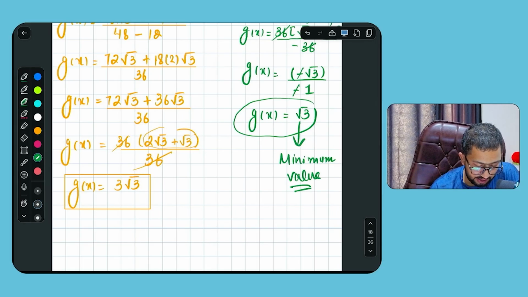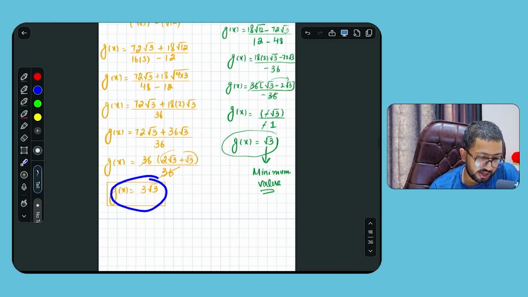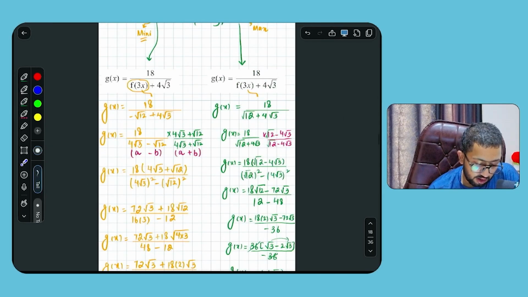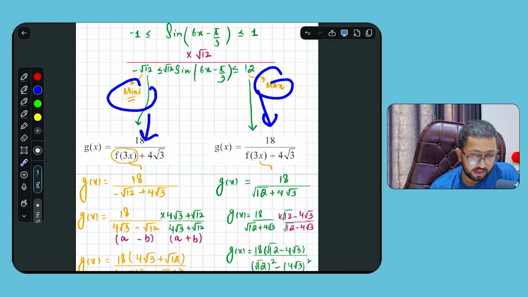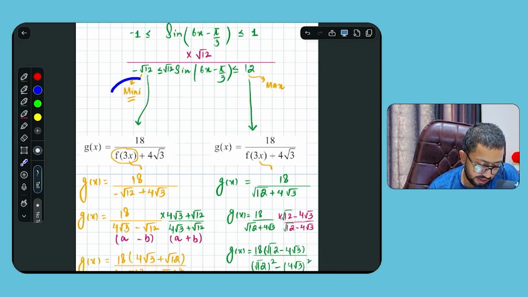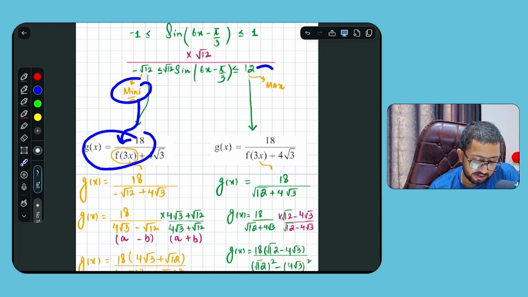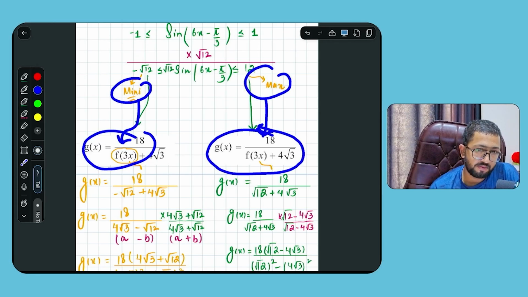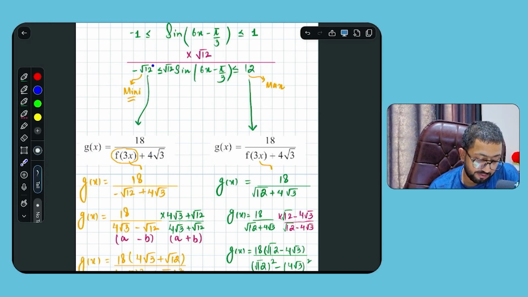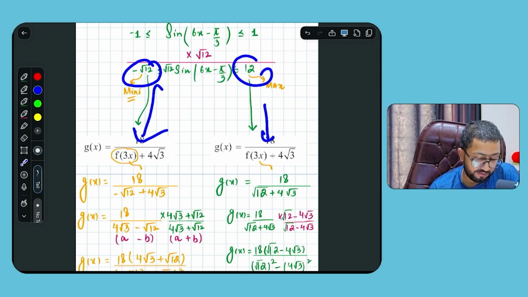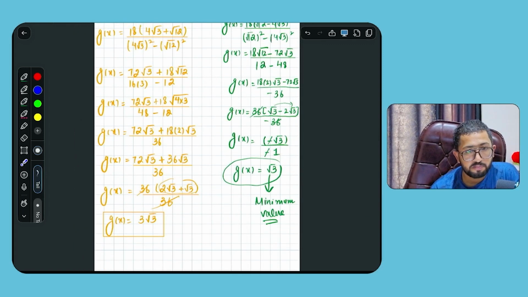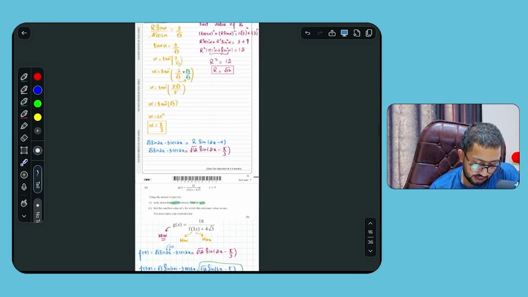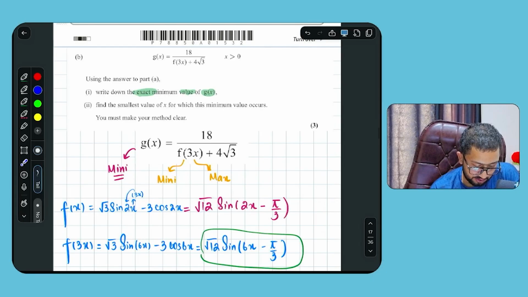So then why do we need to find this one? Always put the minimum and maximum value into the function, because sometimes the minimum value will give you the minimum value, sometimes the maximum will give you the minimum value. So always you have to put both of them into the g of x function. Then you can see which one will give you the minimum value. Perfect. I don't think there is an issue. Let's move forward.